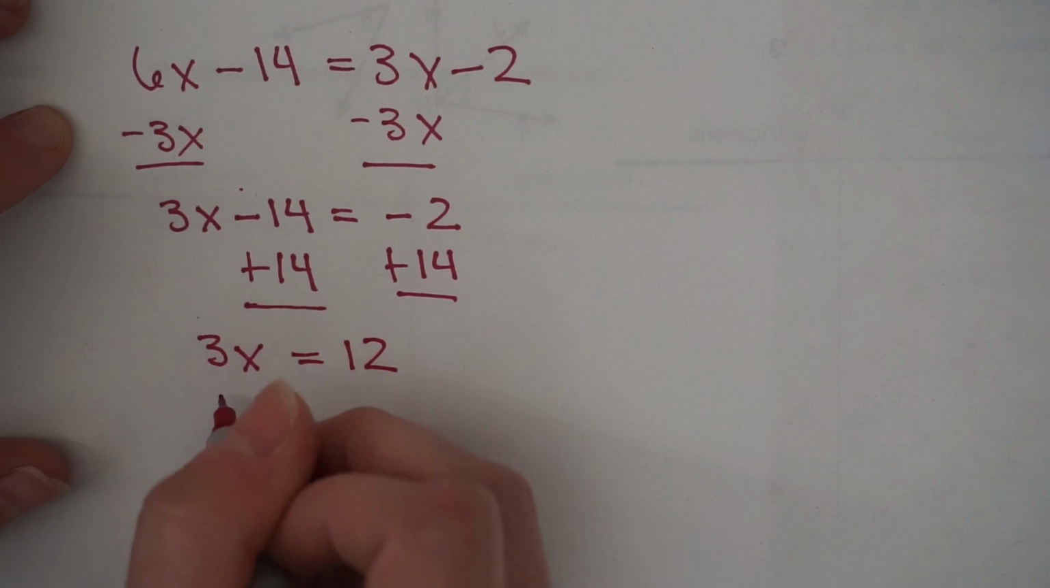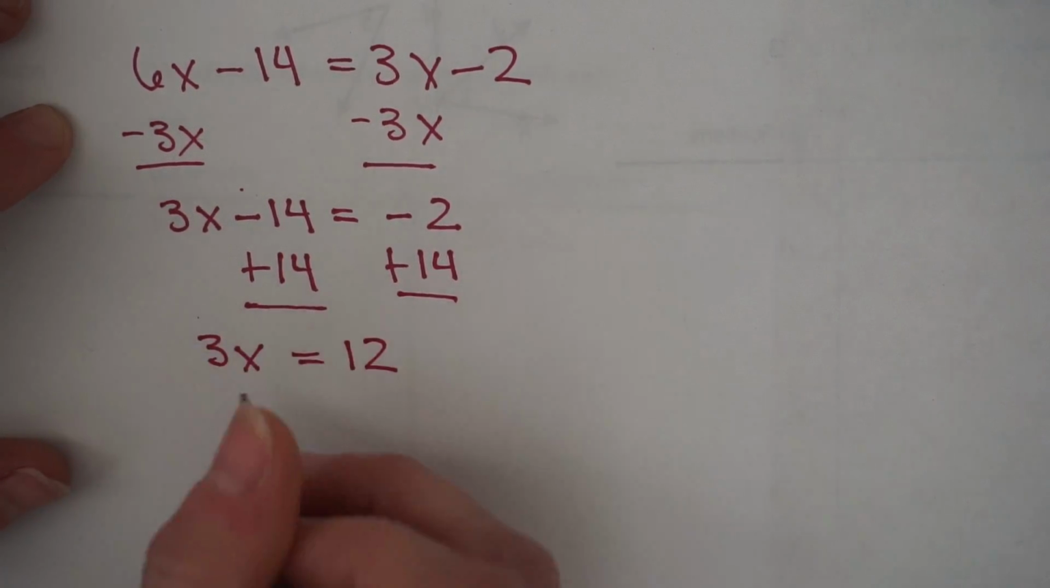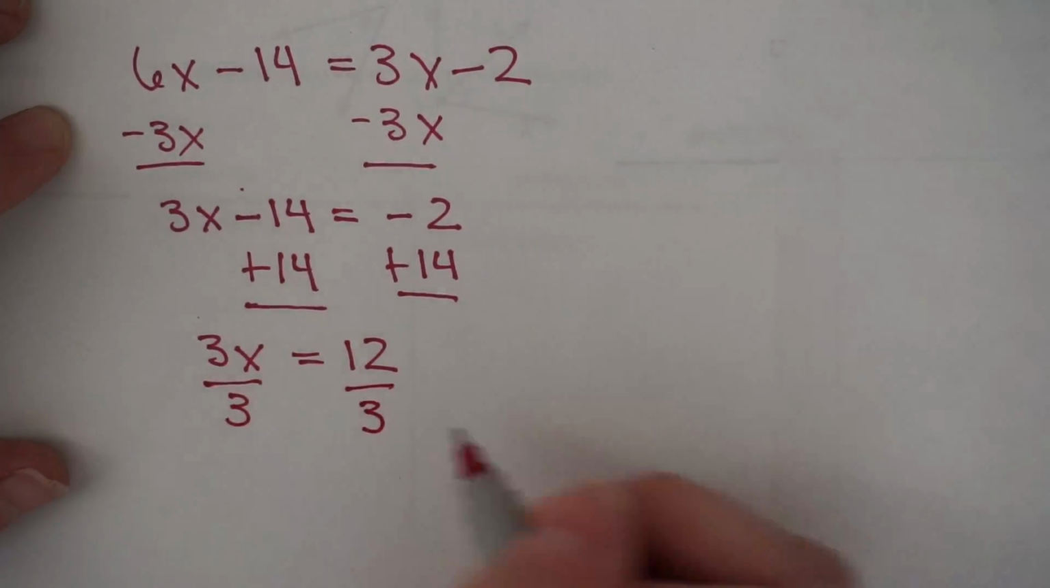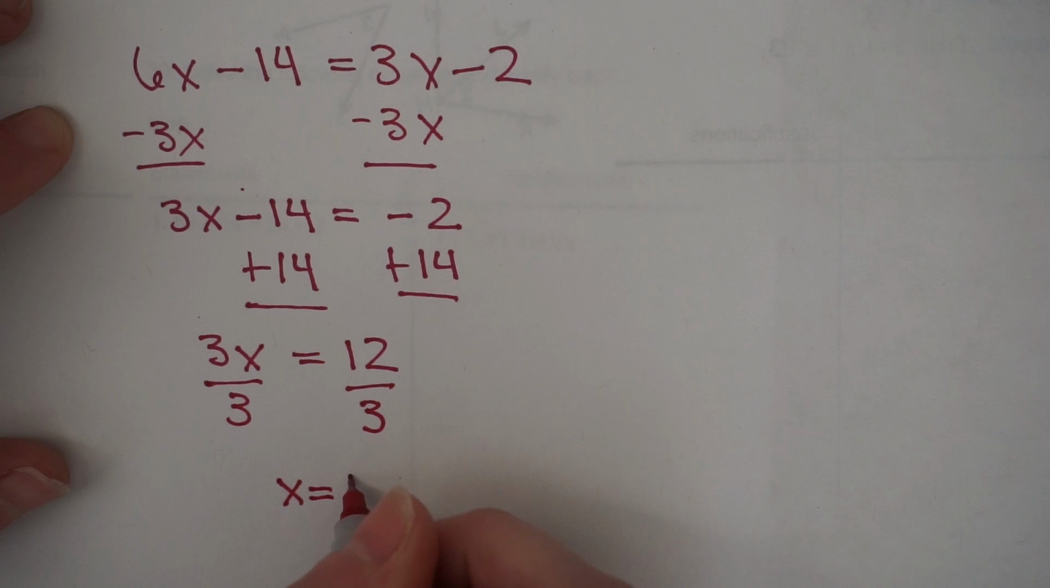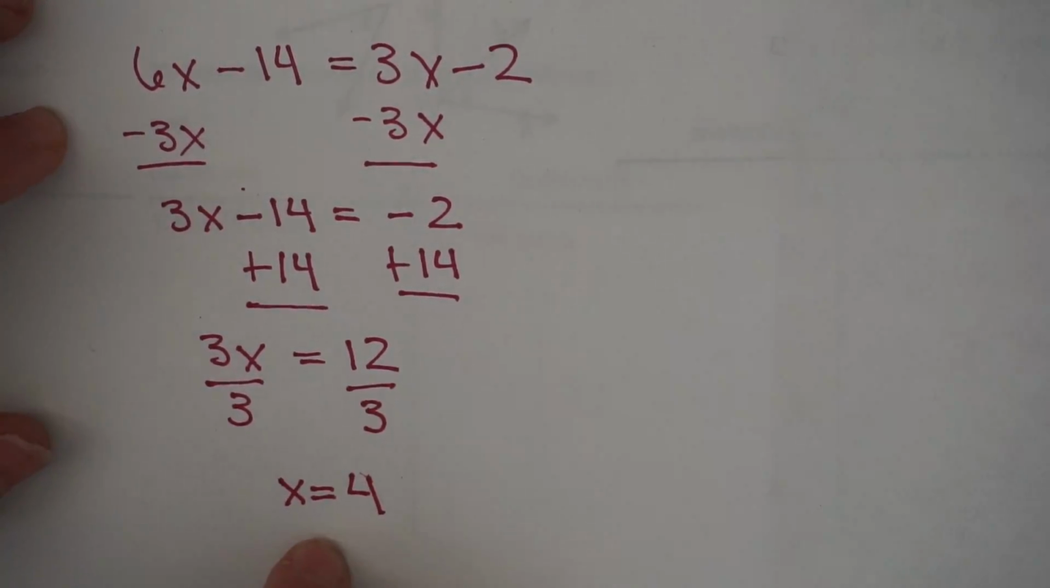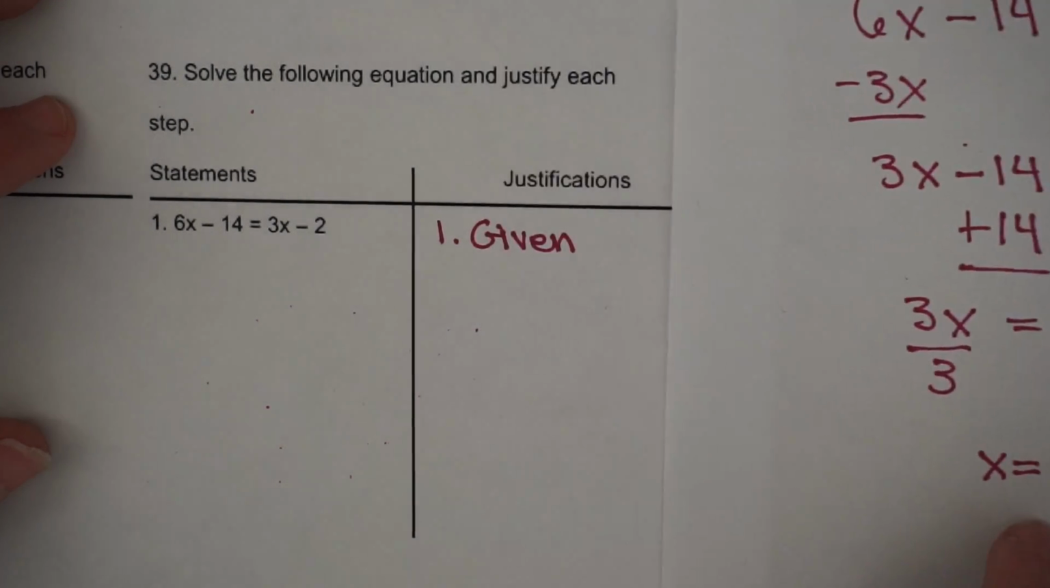Once again, trying to get x by itself. Right? So then I just divide 3 from both sides. And x should give me 4. So we know this is our end goal right here. What we can do now is just write down the steps over here.